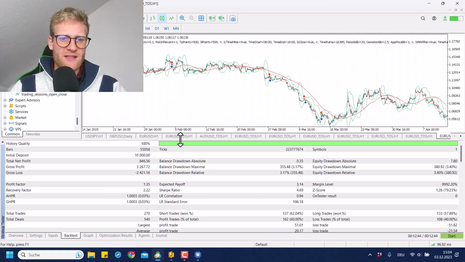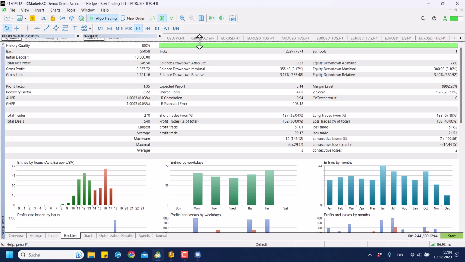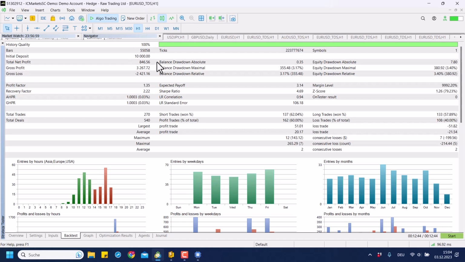So let's have a look at some more backtesting results. As you can see here, or let's have a look at the key figures. History quality, of course, 100%, because I'm using the tick data from the tick data suite. Profit factor 1.35, which in my opinion is really great. Of course, we do not have a lot of trades. These were only 270 trades, which I don't really like specifically, because I like to have a bigger sample size, of course, but I mean, we have to work with what we have.